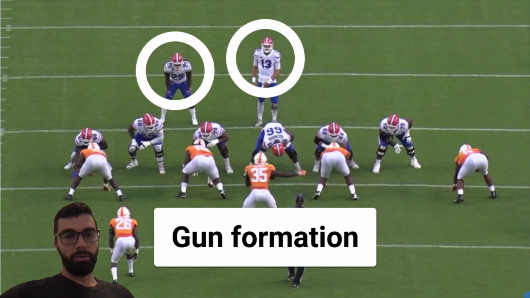And then we can look at formation here. We have a gun formation where the running back is right next to the quarterback. You do have a chance now for some zone read, right? So that can give you an indication of what type of play the offense is looking to run.